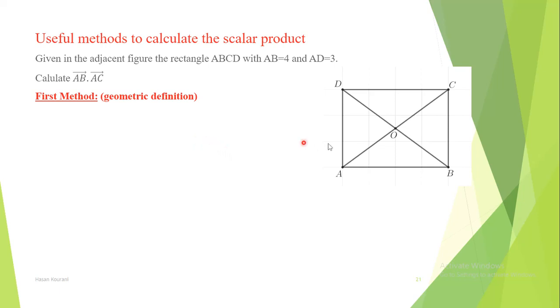But how could we find the geometric angle? It's not known. As you know, in a rectangle, this is not an angular bisector. This is 90, but we don't have the measures of these two adjacent angles. So let's see the solution.